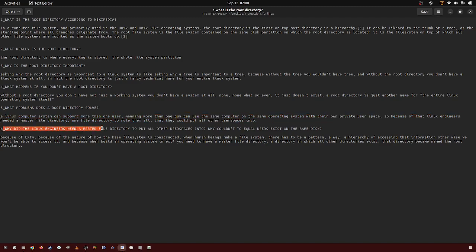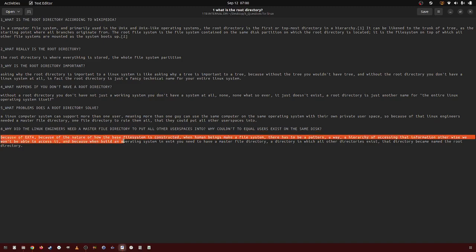Why did the Linux engineers need a master file directory to put all of their user spaces into? Why couldn't two equal users exist on the same disk? Because of ext4, because of the nature of how the base file system is constructed. When human beings make a file system, there has to be a pattern, a way, a hierarchy of accessing that information. Otherwise, we won't be able to access it.